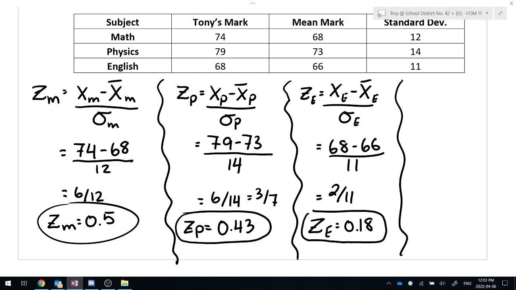He did the worst on his English exam, and that was also the course where he did the worst compared to his other classmates. If we were going to think of the standard curve here, this would have been his English, something like that. This would have been his physics, and then this would have been his math. He would have scored more so to the right on his math exam. Okay, so we'll say, therefore, what's this guy's name?